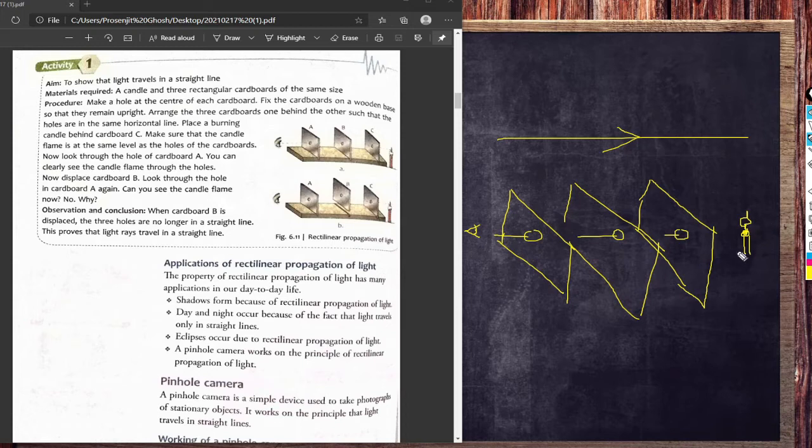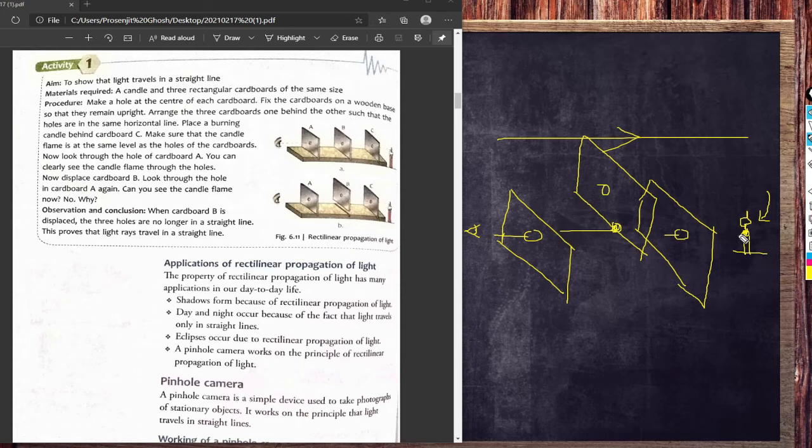Whenever you light up some luminous object over here which will emit light, you can see the light directly. But if you displace any of this cardboard from its original or initial position, you will find that it is now working as an obstacle.